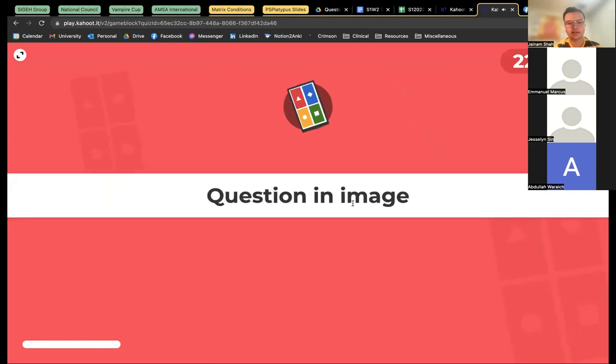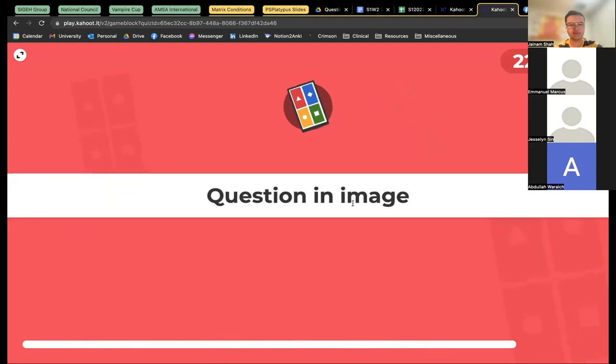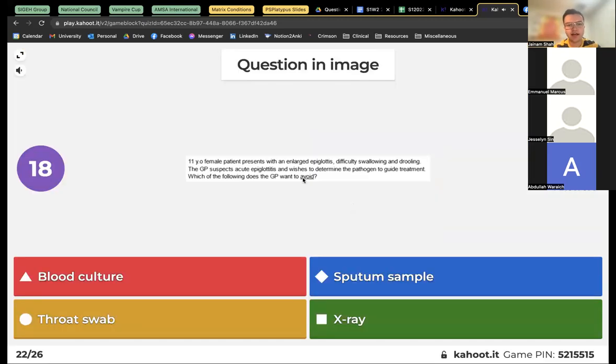All right, next question. So hopefully this is in the image. If not, I will. There we go. An 11-year-old female patient presents with an enlarged epiglottis, difficulty swallowing and drooling. The GP suspects acute epiglottitis and wishes to determine the pathogen to guide treatment, which is a fair enough thing to do. Which of the following does the GP want to avoid?